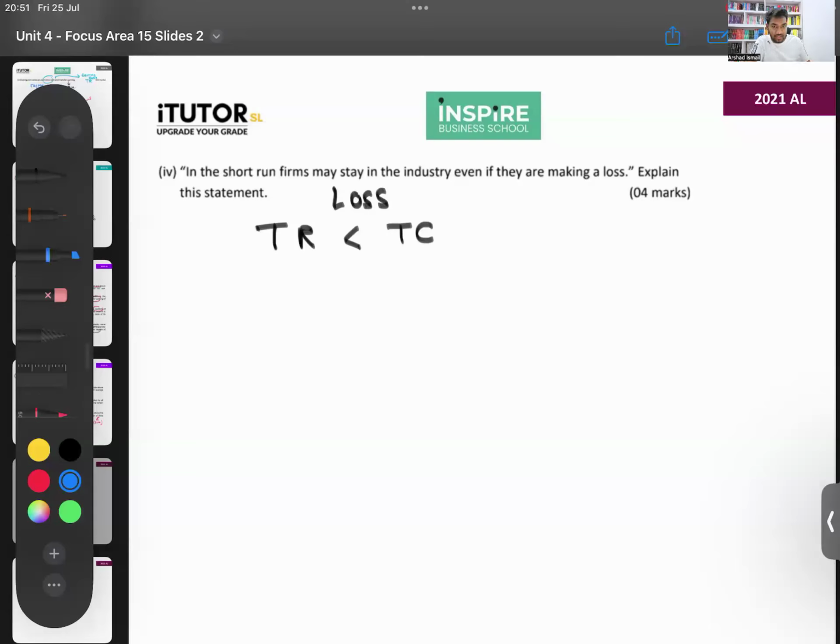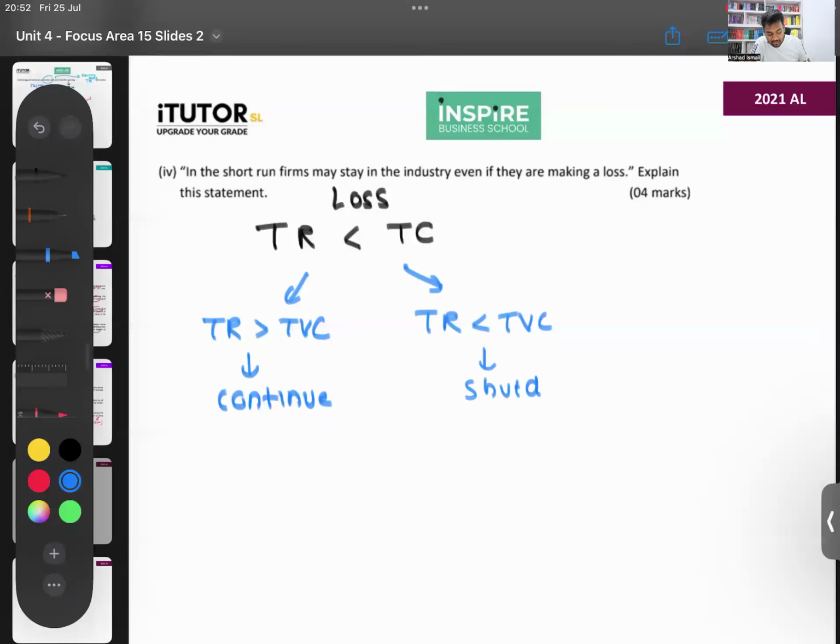Then you have to say, just because a firm is making a loss, you will not shut down. You have to see, can you at least cover your variable cost? Then you will continue. Even though you're making a loss, even though you can't cover your total cost, can you at least cover your variable? If you can, you will continue. If you can't even cover variable, then only you will go and shut that. So that is what you have to explain now.